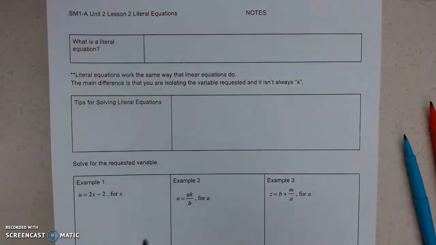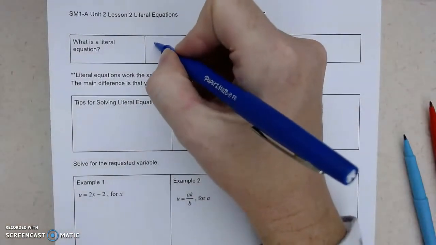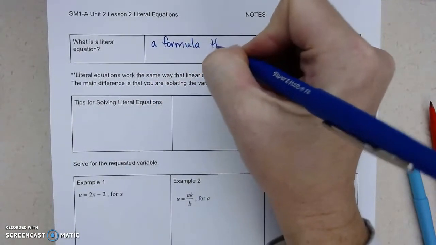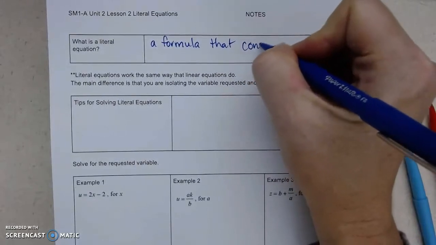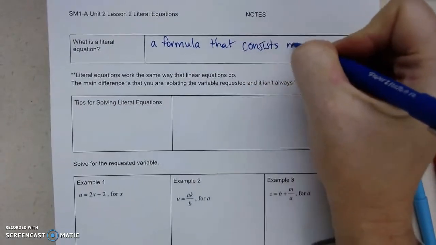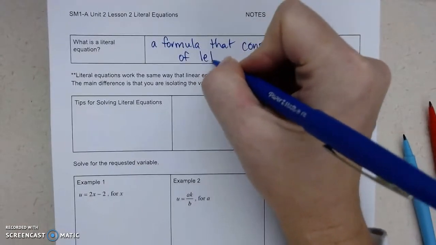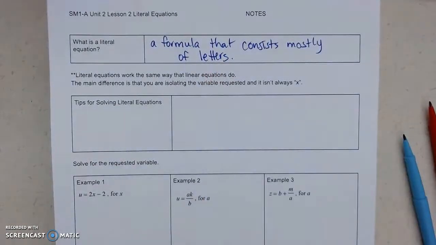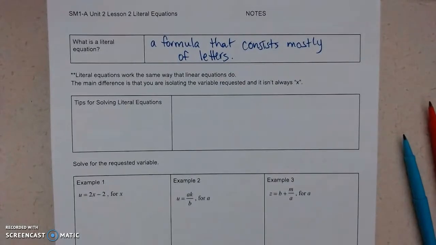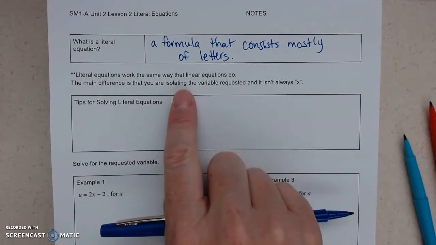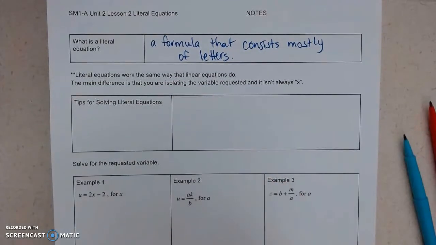So the first thing, what is a literal equation? It is a formula that consists mostly of letters. So like distance equals rate times time, that is a literal equation. So they still work just like linear equations. You want to use inverse operations, and they will tell you which variable they want alone.